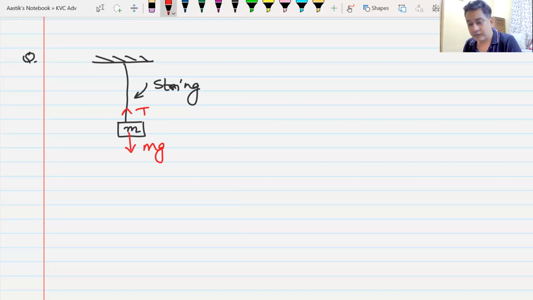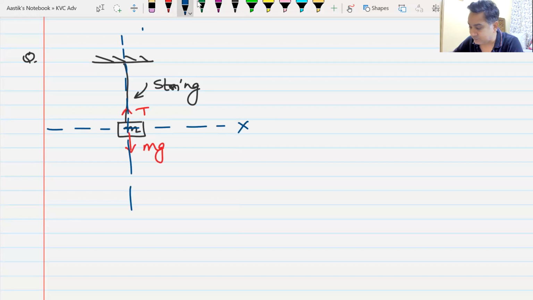Then I will assume one x-axis and one y-axis. What is the best way to take the axes here? I can take the vertical as the y-axis and the horizontal as the x-axis. So this is my coordinate system. I can see there is no force along the x-axis, so the x-axis goes away. There is only force acting along the y-axis.